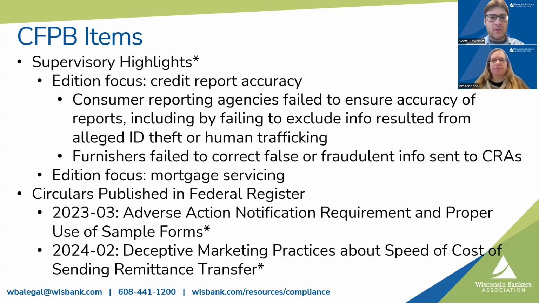So the first CFPB item we have is the Spring Supervisory Highlights edition of 2024. Within this issue, there's a focus on inaccuracies in the credit reporting system. CFPB focuses on issues both for credit reporting companies and furnishers of information. In both cases, the issues are really specific to rules regarding info resulting from alleged identity theft or human trafficking. And you can see that summarized at the top of this slide regarding those inaccuracies.